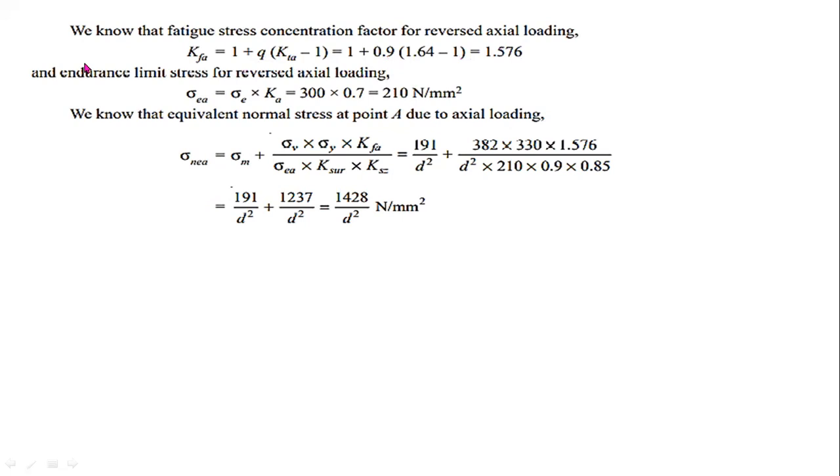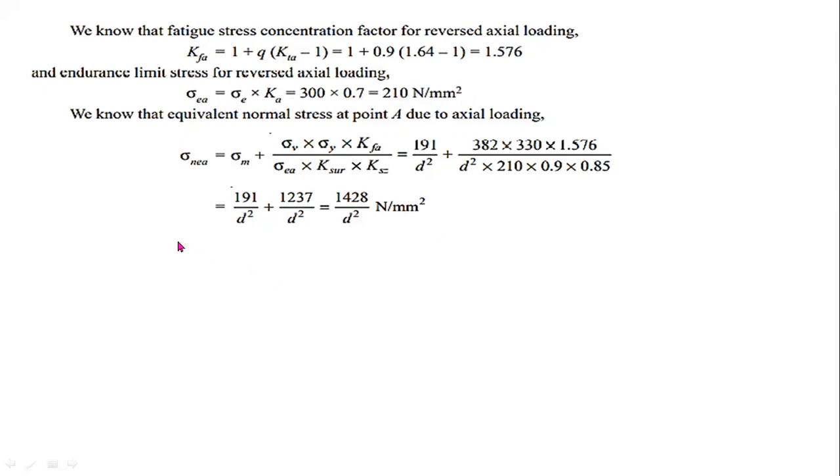So here already we know the formula for endurance limit. Sigma EA is the endurance limit for axial loads. Then sigma EA equals sigma E into the axial load factor. The axial load correction factor Ka equals 0.7 is given. Then endurance limit sigma EA equals sigma E into Ka. Sigma E equals 300 and Ka equals 0.7, so sigma EA equals 210 Newton per mm square.